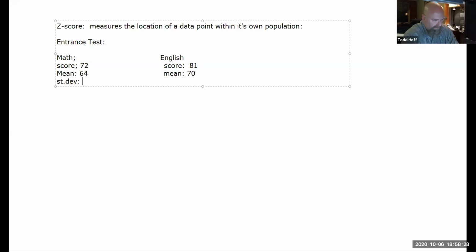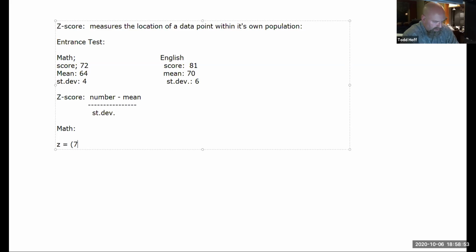Let's say the standard deviation for the math test is 4, and the standard deviation for the English test is 6. A z-score is the number minus the mean of the data set divided by the standard deviation of that data set. So for math, the z-score is 72 as your score, minus the mean of 64, divided by 4. Well, 72 minus 64 is 8. 8 divided by 4 is 2. You were 2 standard deviations better than the mean.